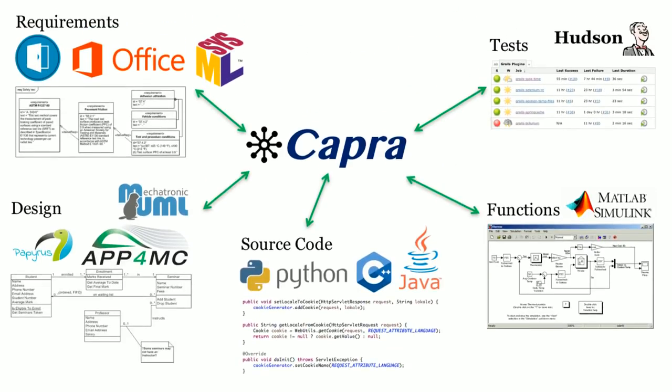Eclipse Capra is a configurable, extensible tool for traceability. It creates and manages trace links between many artifacts, including EMF model elements, source code files, or tasks from Eclipse Mylyn. Capra provides visualization tools, such as standardized traceability matrices, to help you to assess the impact of particular changes.